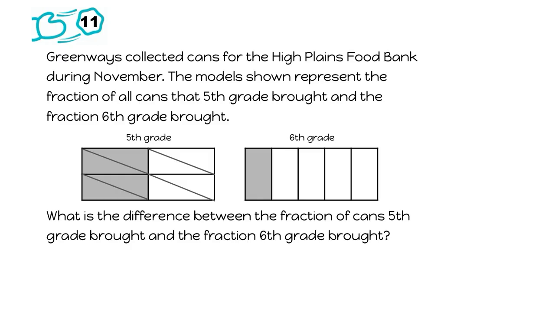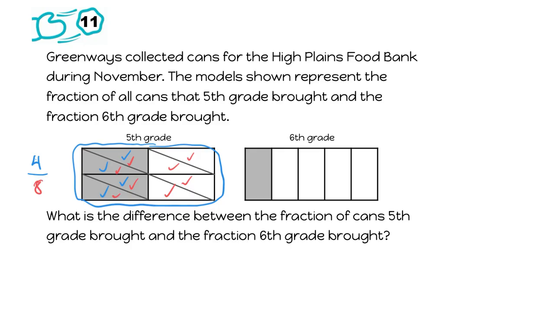So we need a fraction for each one of these. If we look at the model for 5th grade, fractions are always what you have over the total. And so if we look at this, we have 1, 2, 3, 4 shaded. So that's going to be our numerator. And then we count all that's in the whole thing. We have 1, 2, 3, 4, 5, 6, 7, 8. And so 8 would be our denominator.